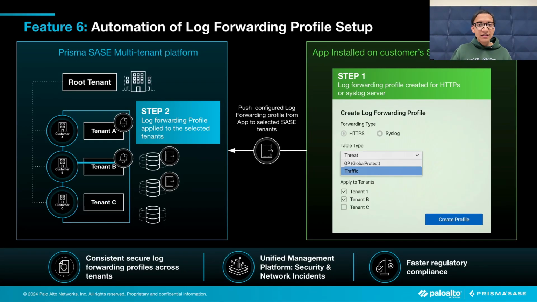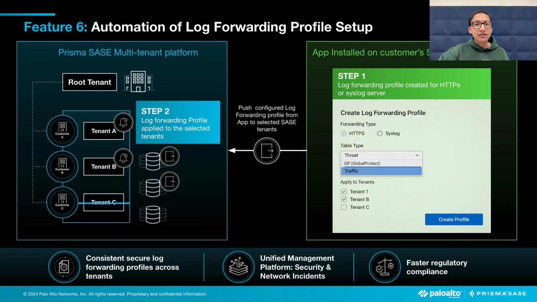Let's go over how we can set up a log forwarding profile through the app. This is best shown with a demo, but I'll briefly go over how this works, and then we can look at the video. As you know, you normally have to go into the SCM and manually set up a log forwarding profile for every single tenant in your hierarchy. It's a very tedious process. This feature removes that pain, right?